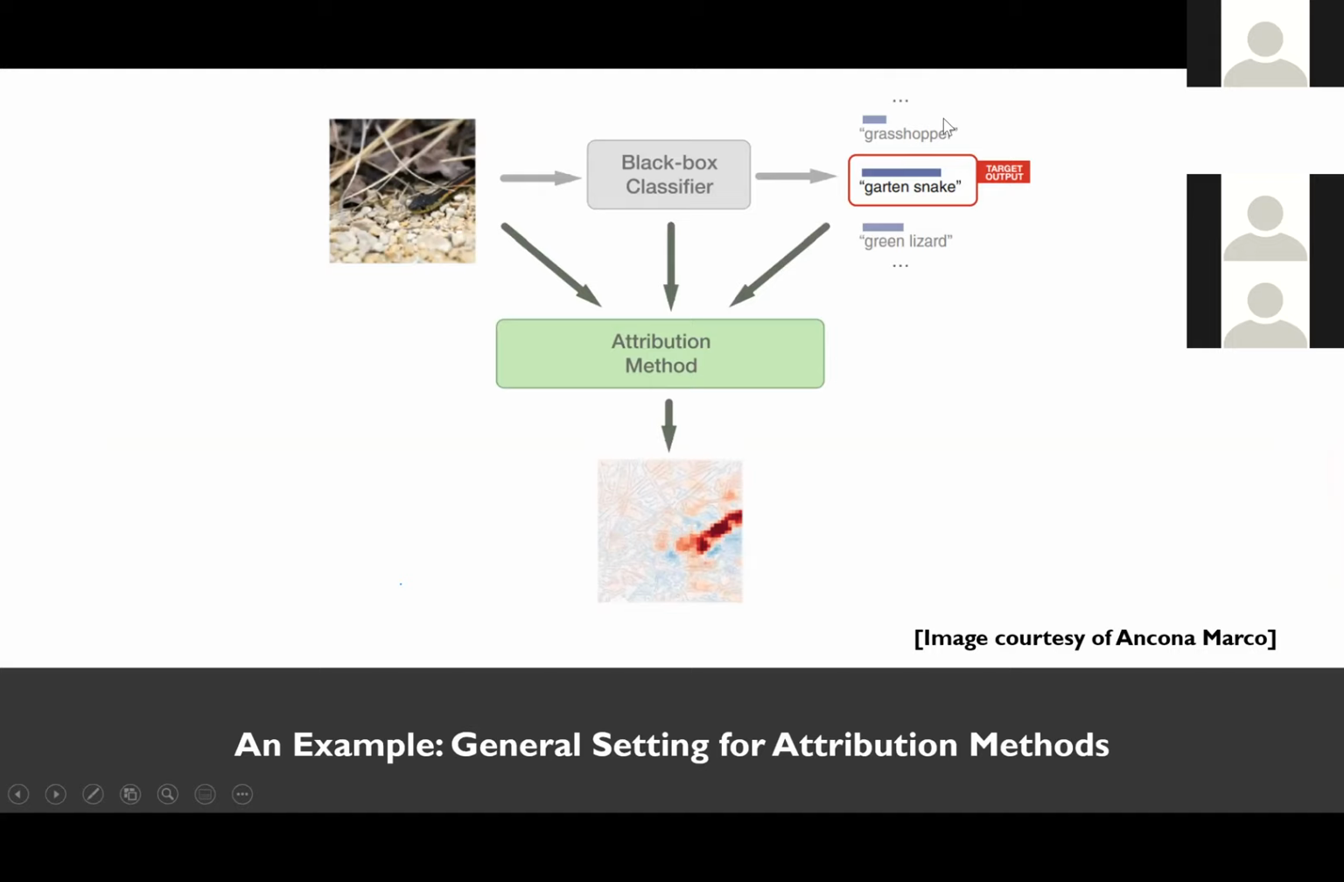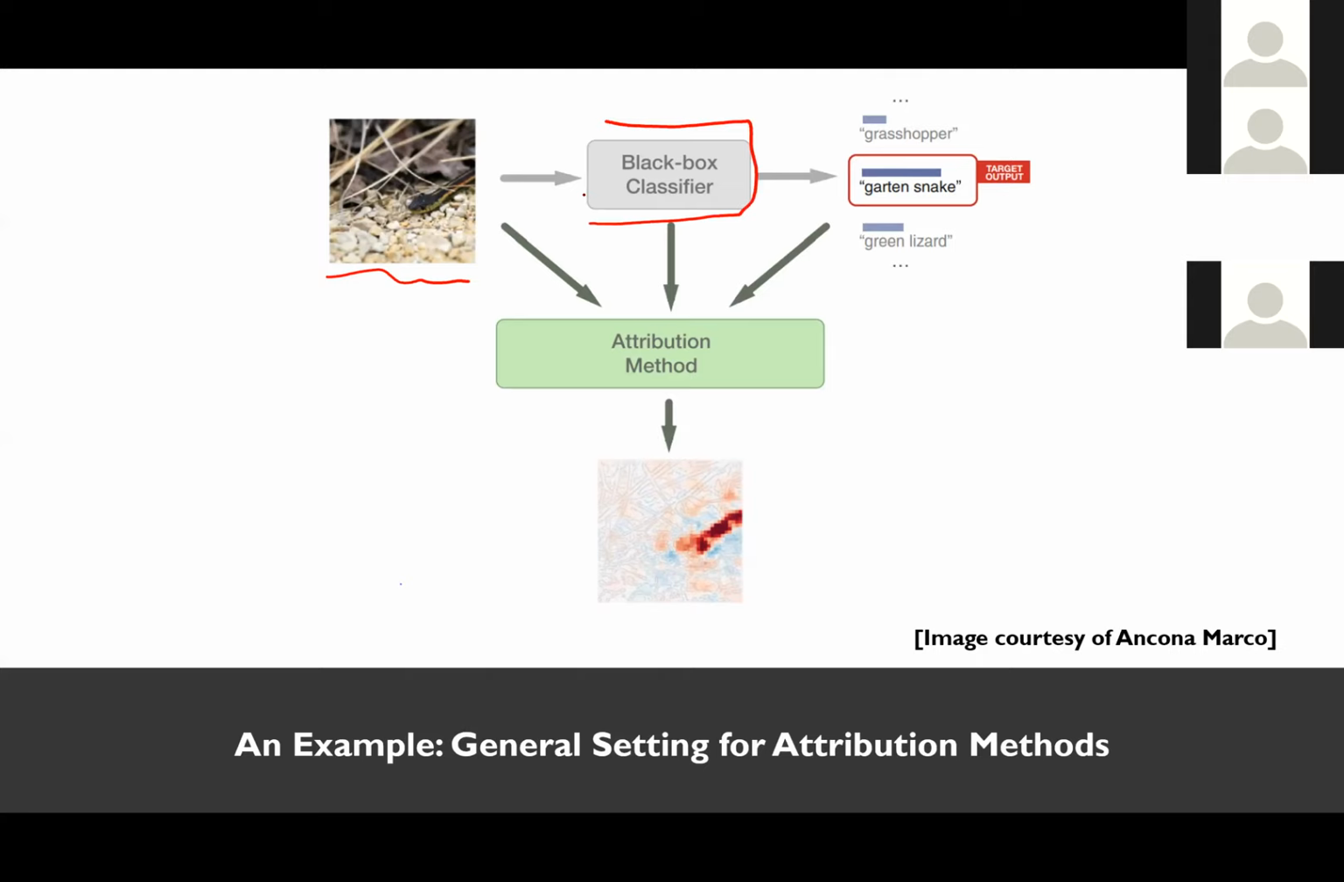So this is the basic slide for the input attribution method. What we typically do is, we have a machine learning model and an input image. And we have a black box classifier, an AI algorithm. And this is our classification: there is a garden snake. Can you see the garden snake in the right hand side part in here?